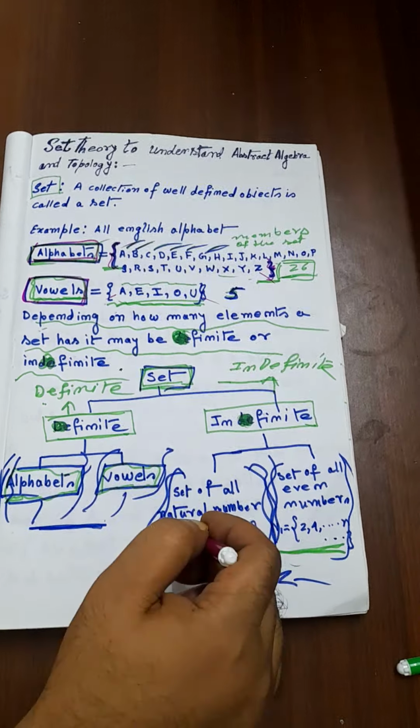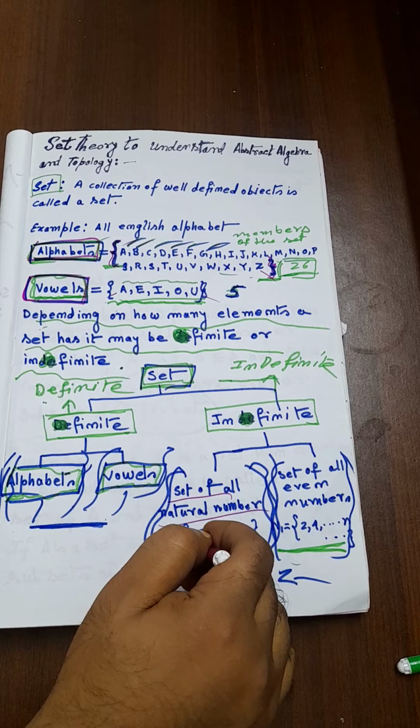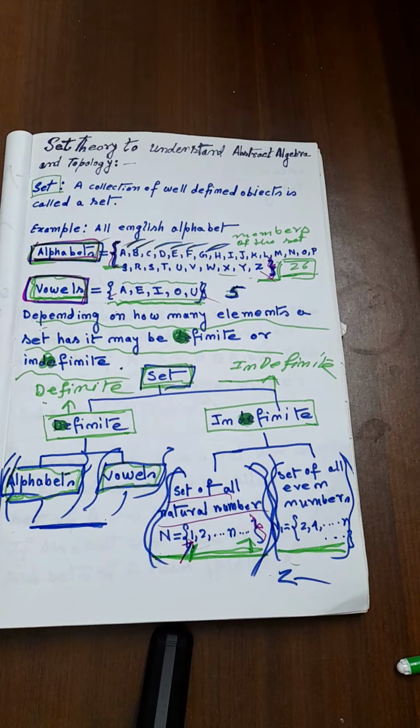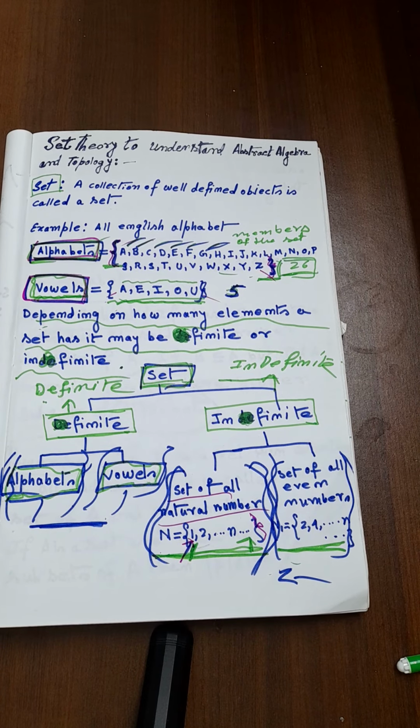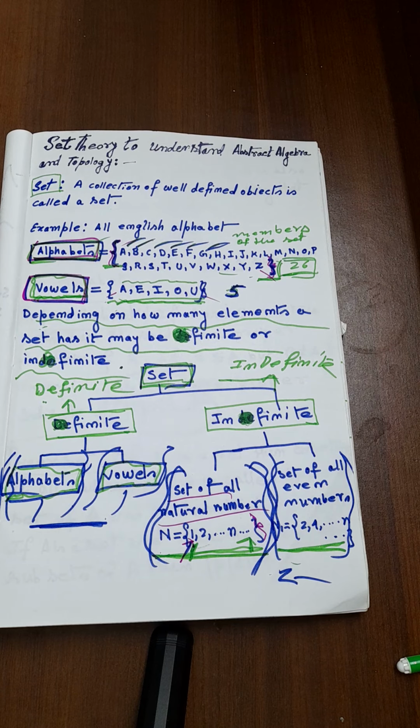If you consider natural numbers, the set of all natural numbers, it will start with 1, but we don't know where it will end, because it can be 1 million, 10 million, 1000 million. We don't know where it actually ends, but it is well defined because natural numbers are well defined. So we can build a set of it, but it will be an indefinite or infinite set, because we don't know the end. That is why this is an infinite set or indefinite set.